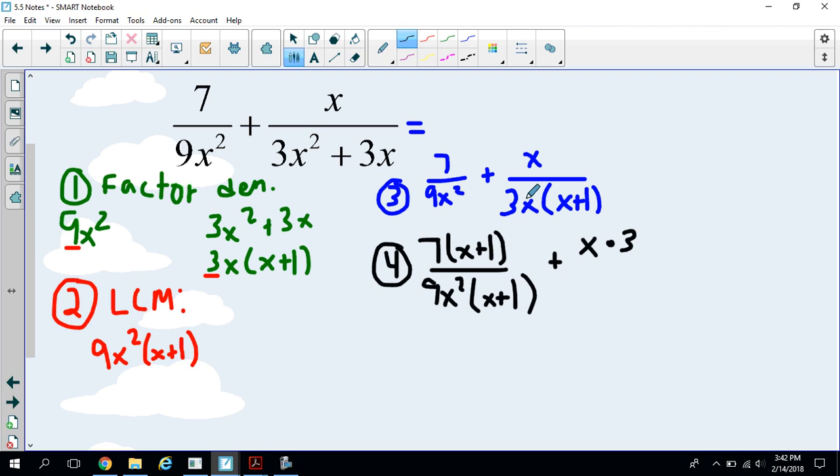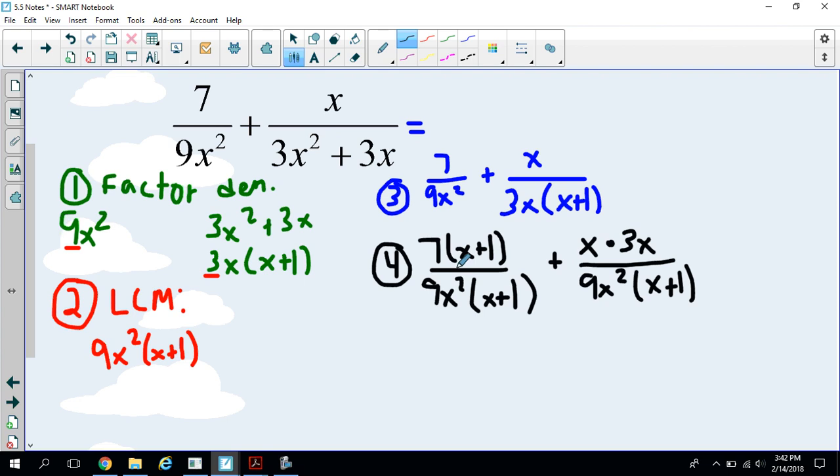And also notice here that we only have one x, not 2. So I also need to multiply the top and the bottom by an x. So total, I am multiplying my numerator and my denominator by 3x. Now on the bottom, I already basically multiplied it by 3x to get it the same.